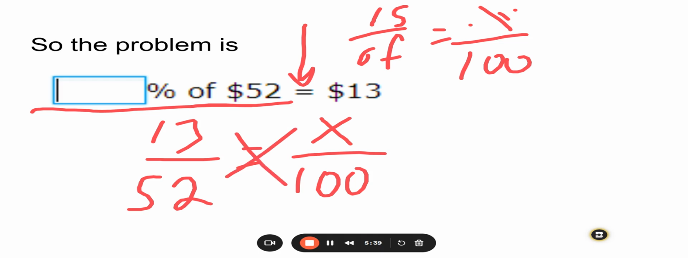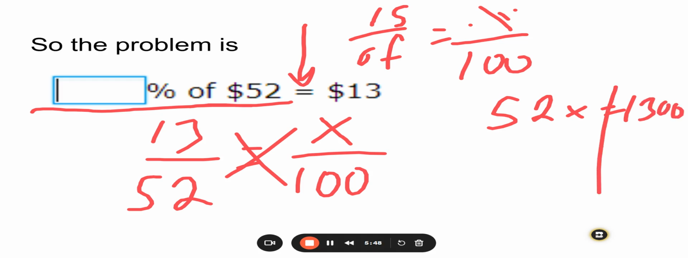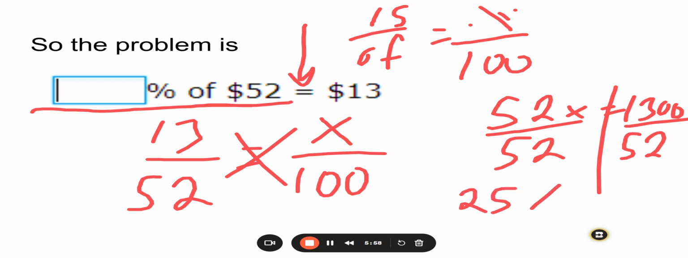All right, cross multiply and divide. 52 times x is going to give me 52x. 13 times 100 is going to give me 1300. Divide both of those by 52. And then 1300 divided by 52 is going to give me 25. So $13 is 25% of $52.